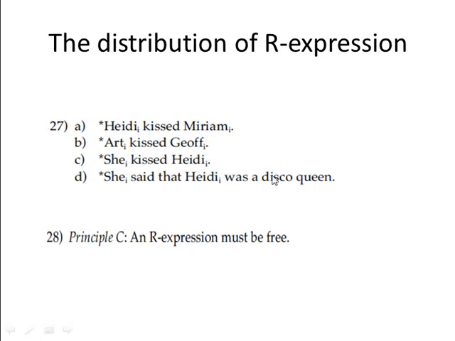She said that Heidi was a disco queen. This is also not possible. "She" and "Heidi" refer to the same entity. So this is an R-expression. The R-expression cannot refer to a pronoun. So an R-expression must be free. It does not refer to another R-expression or to a pronoun in a sentence. Okay, so those are about R-expression, pronoun, antecedent, and also anaphor.